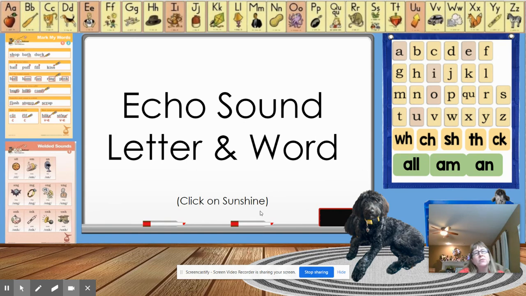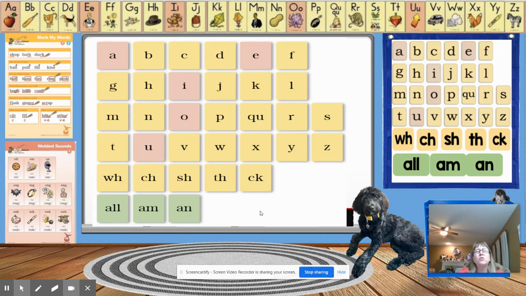We're going to do echo, sound, letter, and word now. So if you have your board, go ahead and get it out. If not, you're going to use your computer screen to point to the letters we need to talk about. Okay. So the first sound I want you to point to, remember if there's more than one way to spell the sound, you need to point to all the ways.